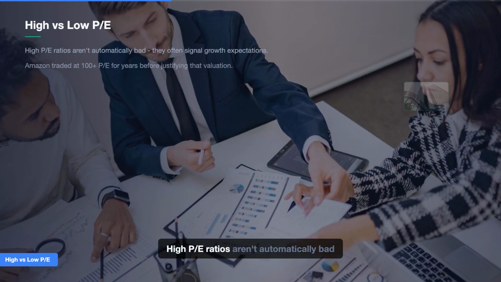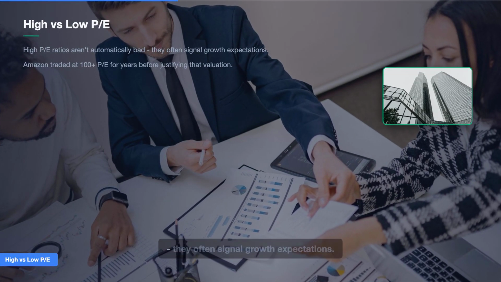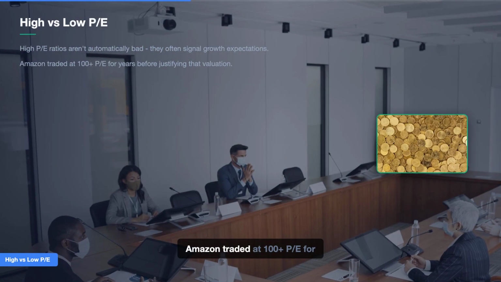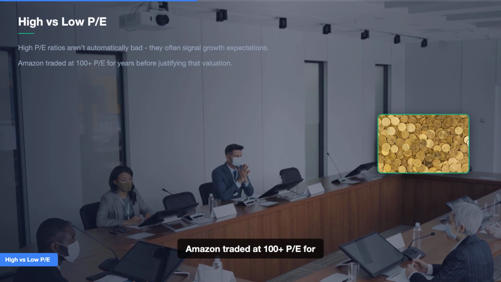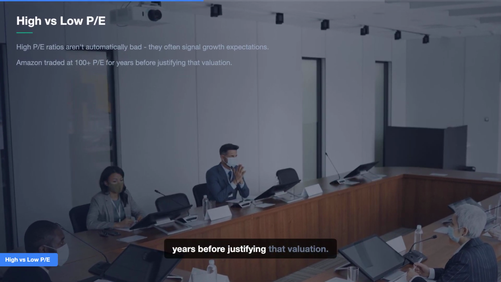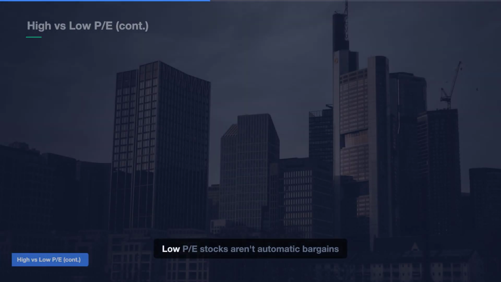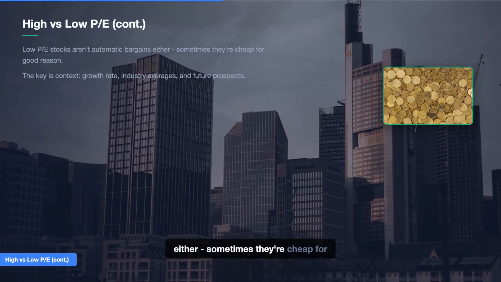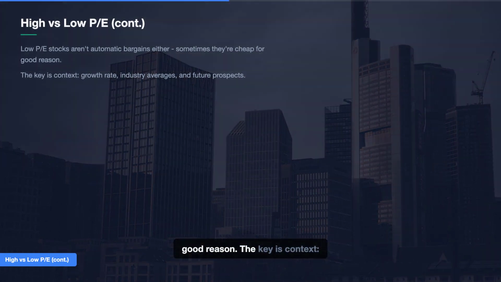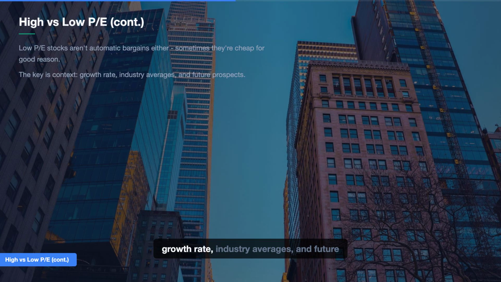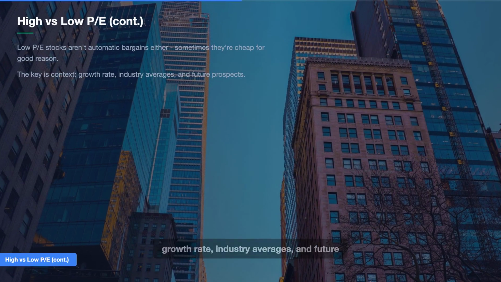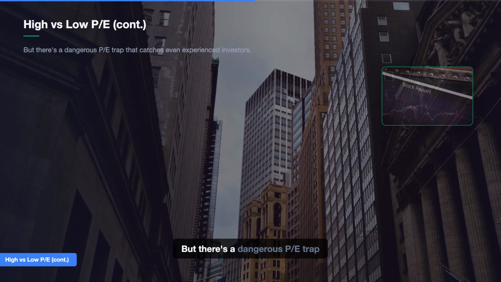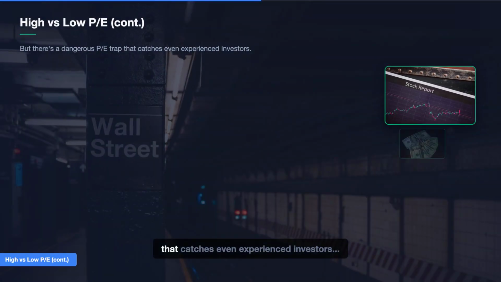High P/E ratios aren't automatically bad, they often signal growth expectations. Amazon traded at 100 plus P/E for years before justifying that valuation. Low P/E stocks aren't automatic bargains either, sometimes they're cheap for good reason. The key is context, growth rate, industry averages, and future prospects. But there's a dangerous P/E trap that catches even experienced investors.